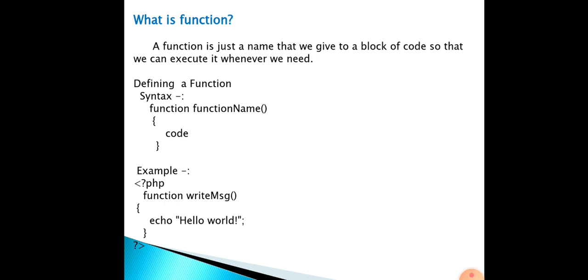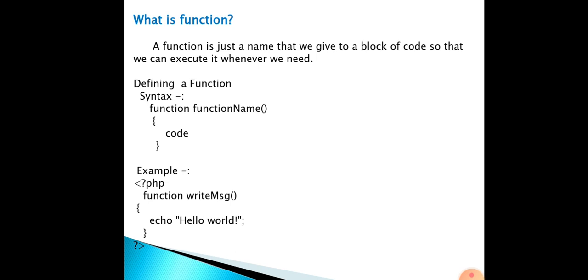Now we see what is a function. A function is just a name that we give to a block of code so that we can execute it whenever we need. A function is an independent named block of code that is defined to perform a specific task. A function can be called from another part of the program and may or may not return a value. Code inside a function is not executed until the function is called.